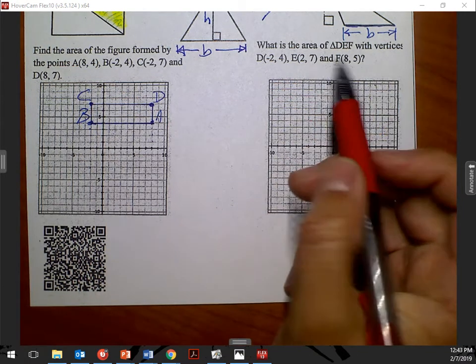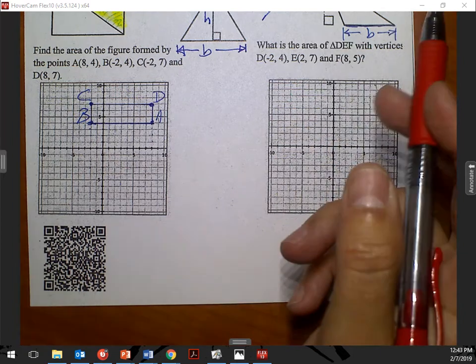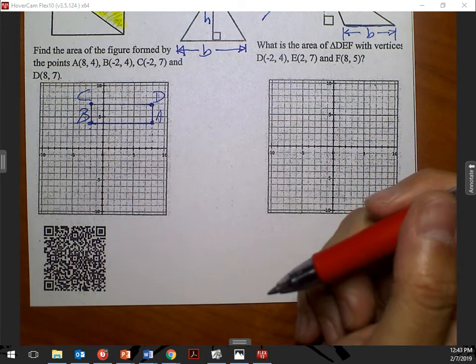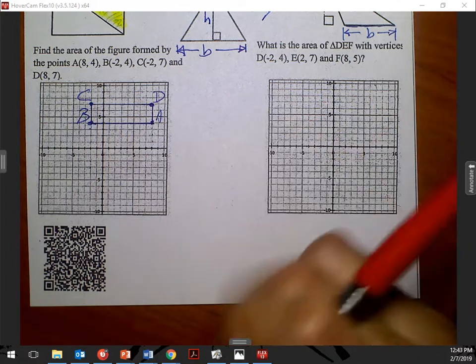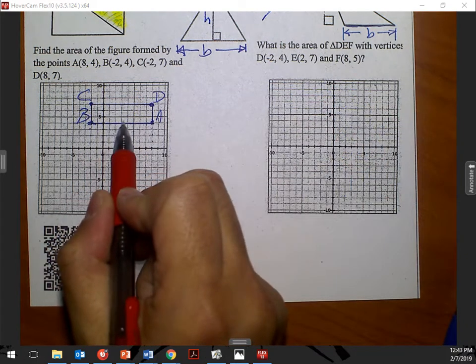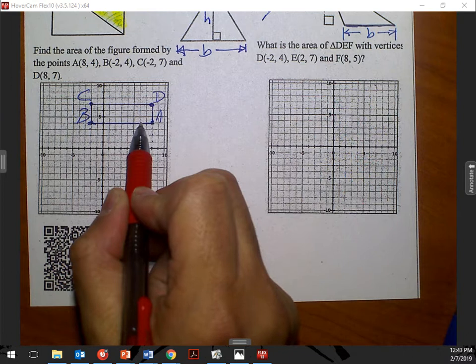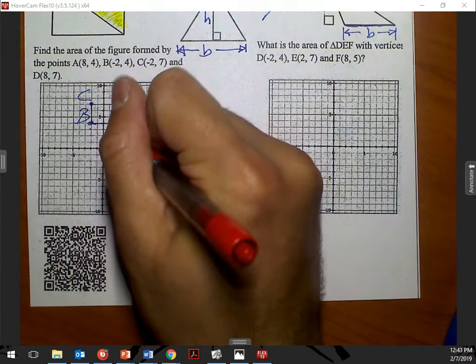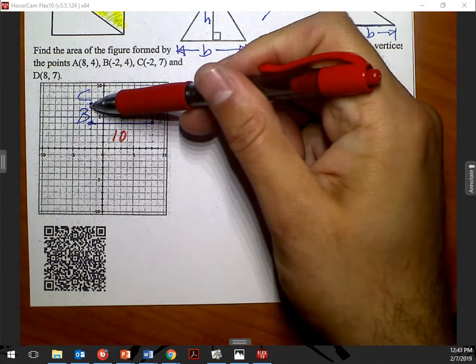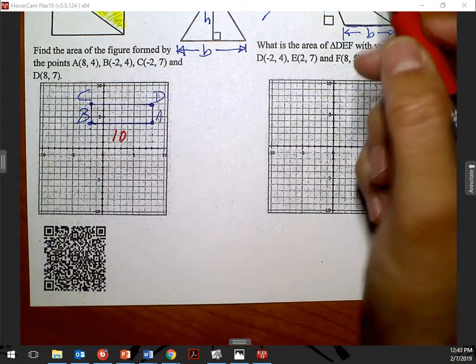I heard it. Count them over. 10 units. Are you counting or just staring at me awkwardly? Count them. 1, 2, 3, 4, 5, 6, 7, 8, 9, 10. I'm going to B, C. Okay, this is going to be how many units? 3.